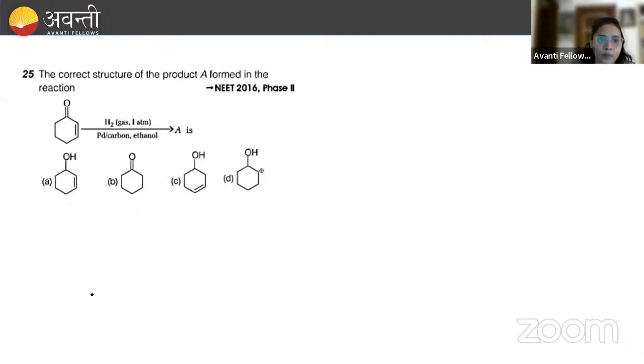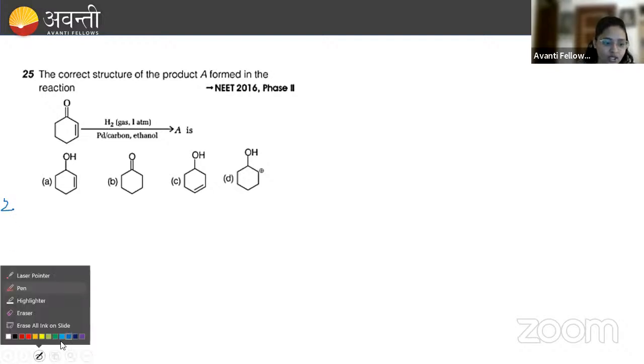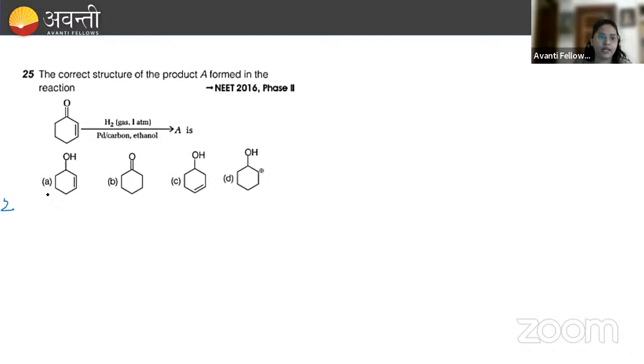Next reaction, the correct structure of product A formed in this reaction is. So यहाँ पे हमको दिया हुआ है बेंजोफेनॉल. ओके, उसका रिएक्शन हो रहा है किससे? H2 गैस से हो रहा है. रिडक्शन हो रहा है इन प्रेजेंस ऑफ पैलेडियम. What will happen? ये कार्बोनिल बॉन्ड रिड्यूस हो जाएगा या डबल बॉन्ड रिड्यूस होगा? That is the question.